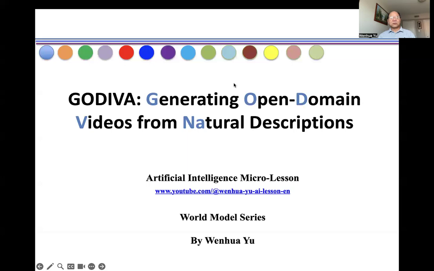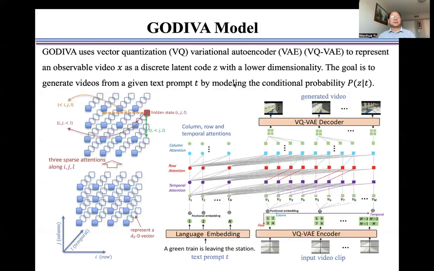In this video, I introduce generating open domain videos from natural distributions. GODIVA uses a vector quantization variational autoencoder to represent observable video X as a discrete latent code Z with lower dimensionality. The goal is to generate videos from a given text prompt T by modeling the conditional probability P.